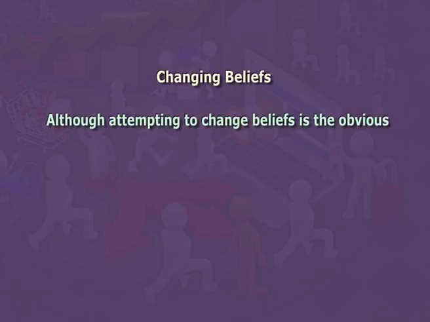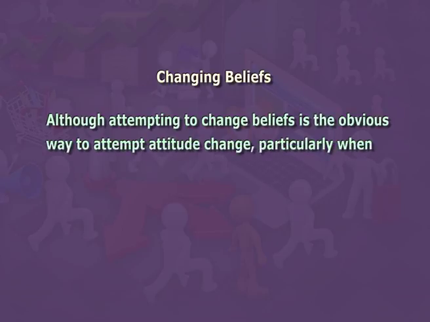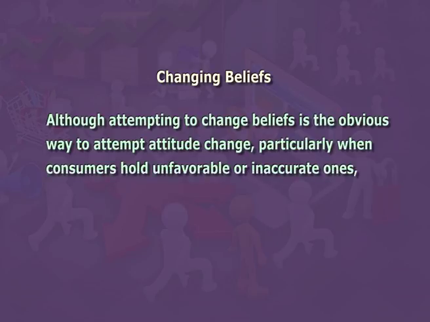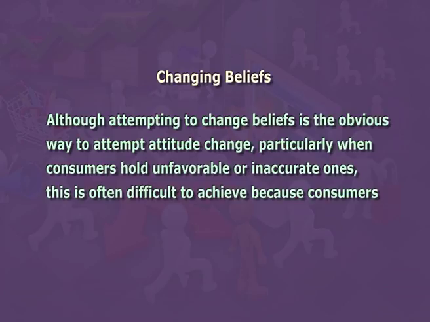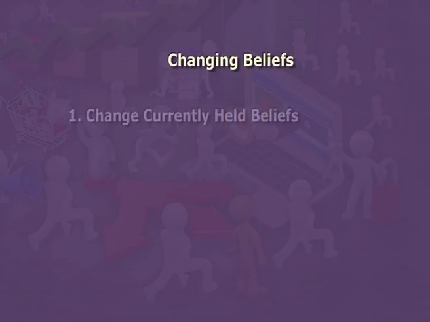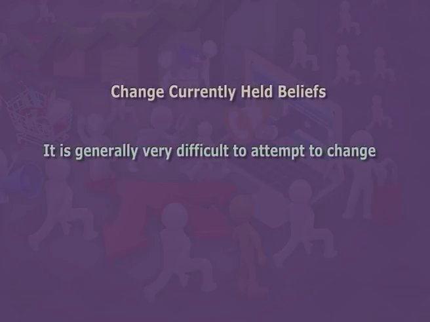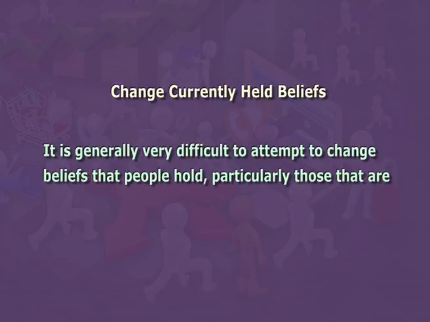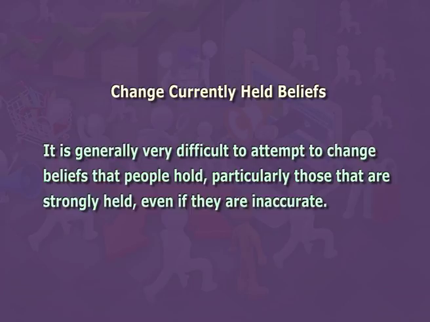Changing beliefs. Although attempting to change beliefs is the obvious way to attempt attitude change, particularly when consumers hold unfavorable or inaccurate ones, this is often difficult to achieve because consumers tend to resist. Several approaches to belief change exist. Firstly, change currently held beliefs. It is generally very difficult to attempt to change beliefs that people hold, particularly those that are strongly held, even if they are inaccurate. For example, the petroleum industry advertised for a long time that its profits were lower than were commonly believed and provided extensive factual evidence in its advertising to support this reality. Consumers were suspicious and rejected this information, however.